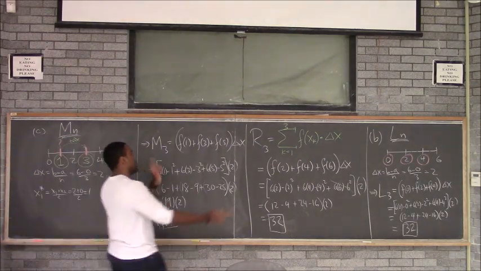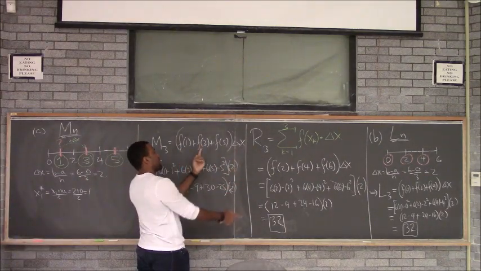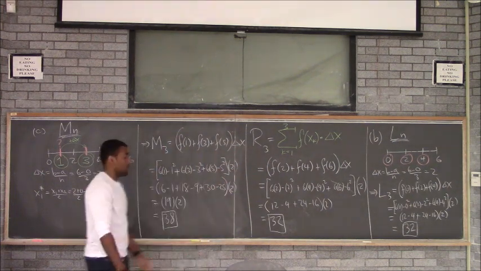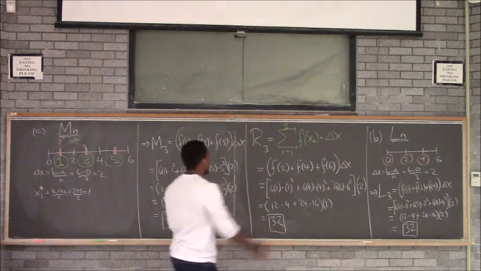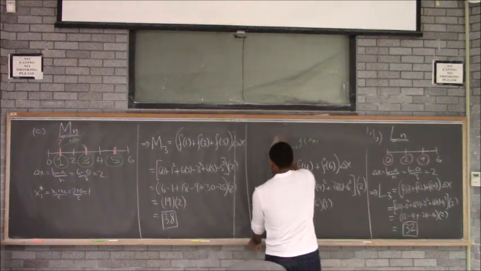Essentially, if you recall, this is the height times the width, height times the width, height times the width of each rectangle. That's how you would approximate area using a finite number of rectangles.